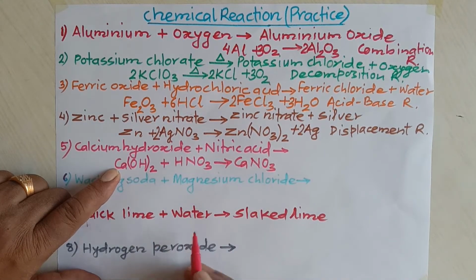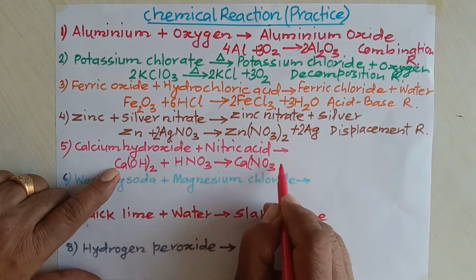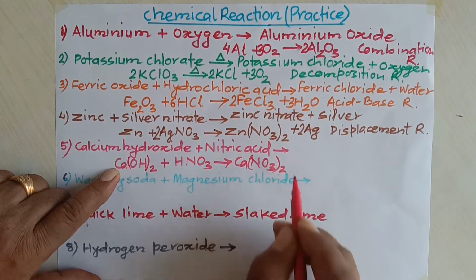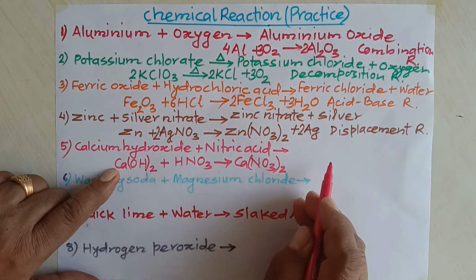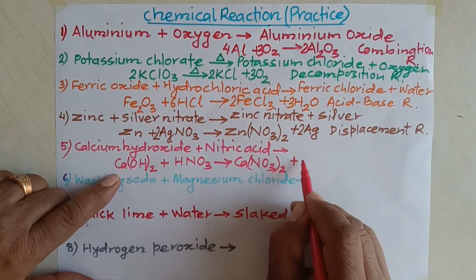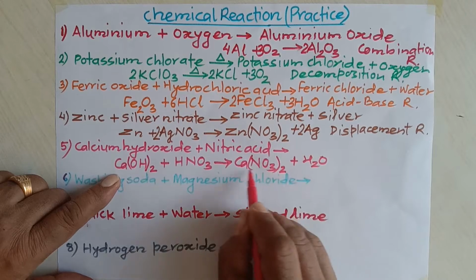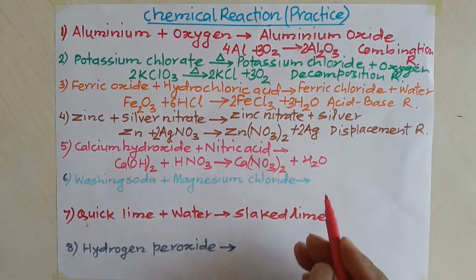Calcium valency 2, nitrate 1. That's why Ca valency 2 should be given to nitrate. And radical we have to keep in bracket and valency is transferred. Now another product is water. After writing this correct molecular formula, we have to balance it.